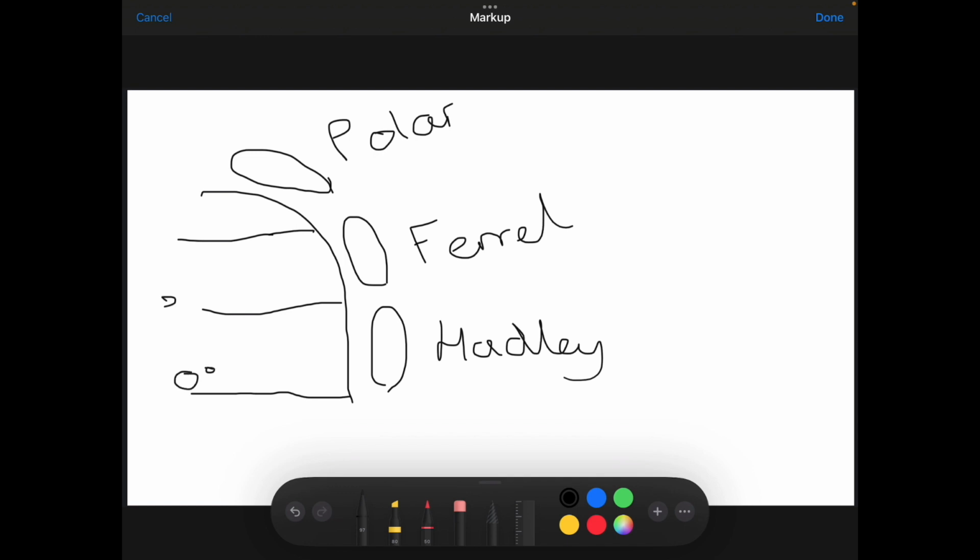So that's 0 degrees. Then we've got 30 degrees. Please ignore my writing on the iPad. Then you've got 60 degrees, and then you've got 90 degrees here as well. So these are your lines of latitude.